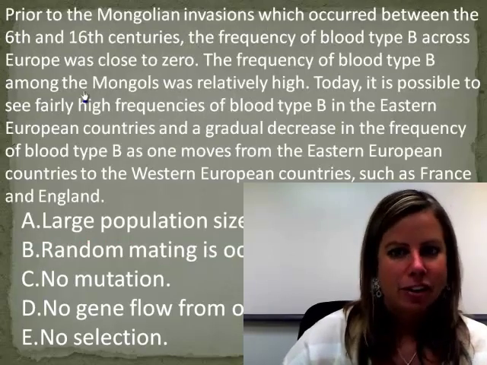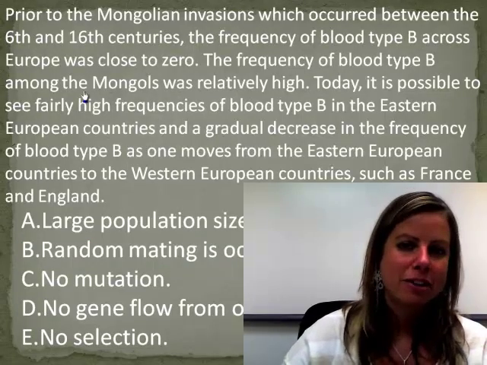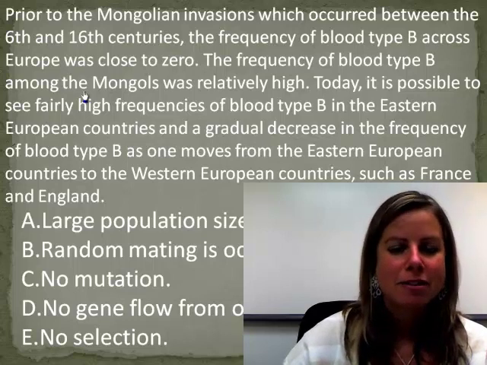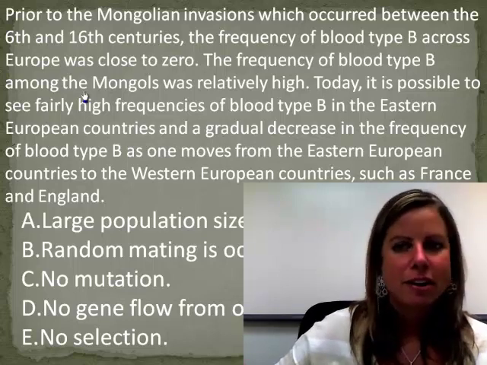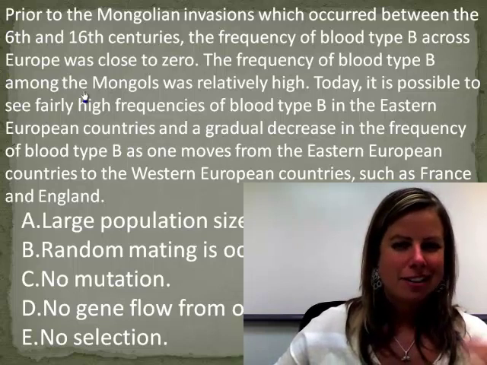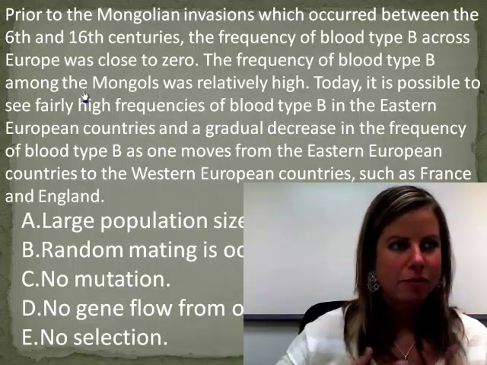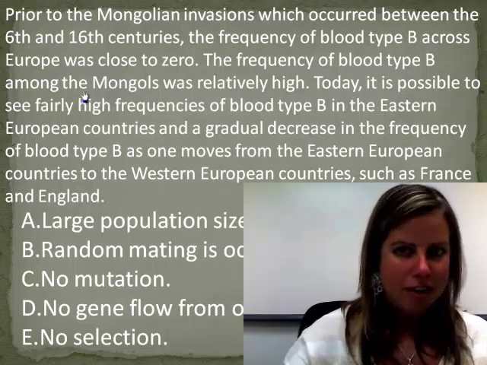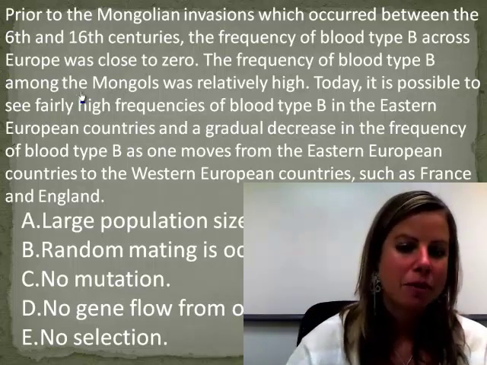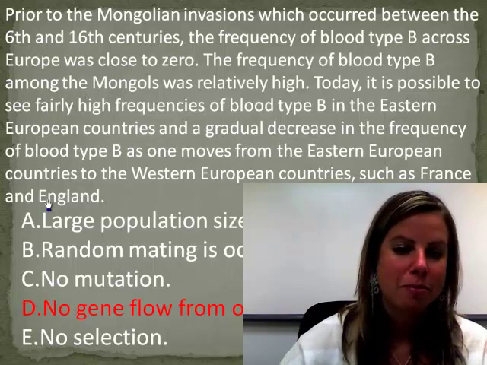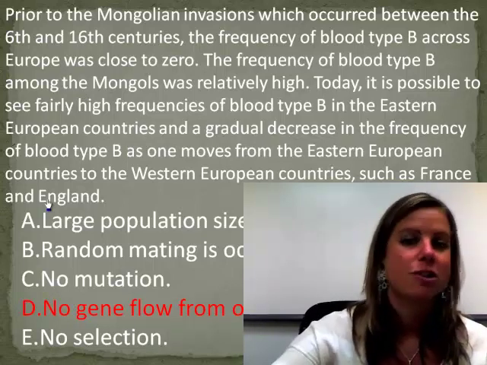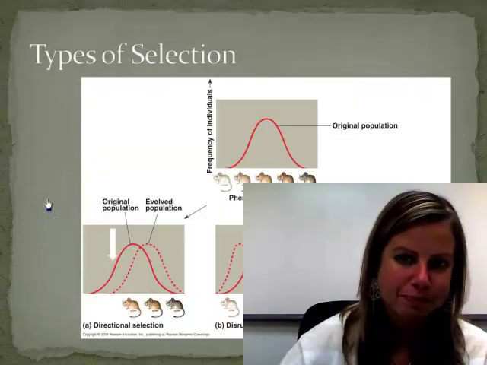Okay, this is a very long one, but this is talking about blood types and how the frequency of one blood type has changed as people are migrating from different areas. So you can pause this and read this, and then when you're done, hopefully you came up with gene flow, right? Because this is actually talking about gene flow happening.